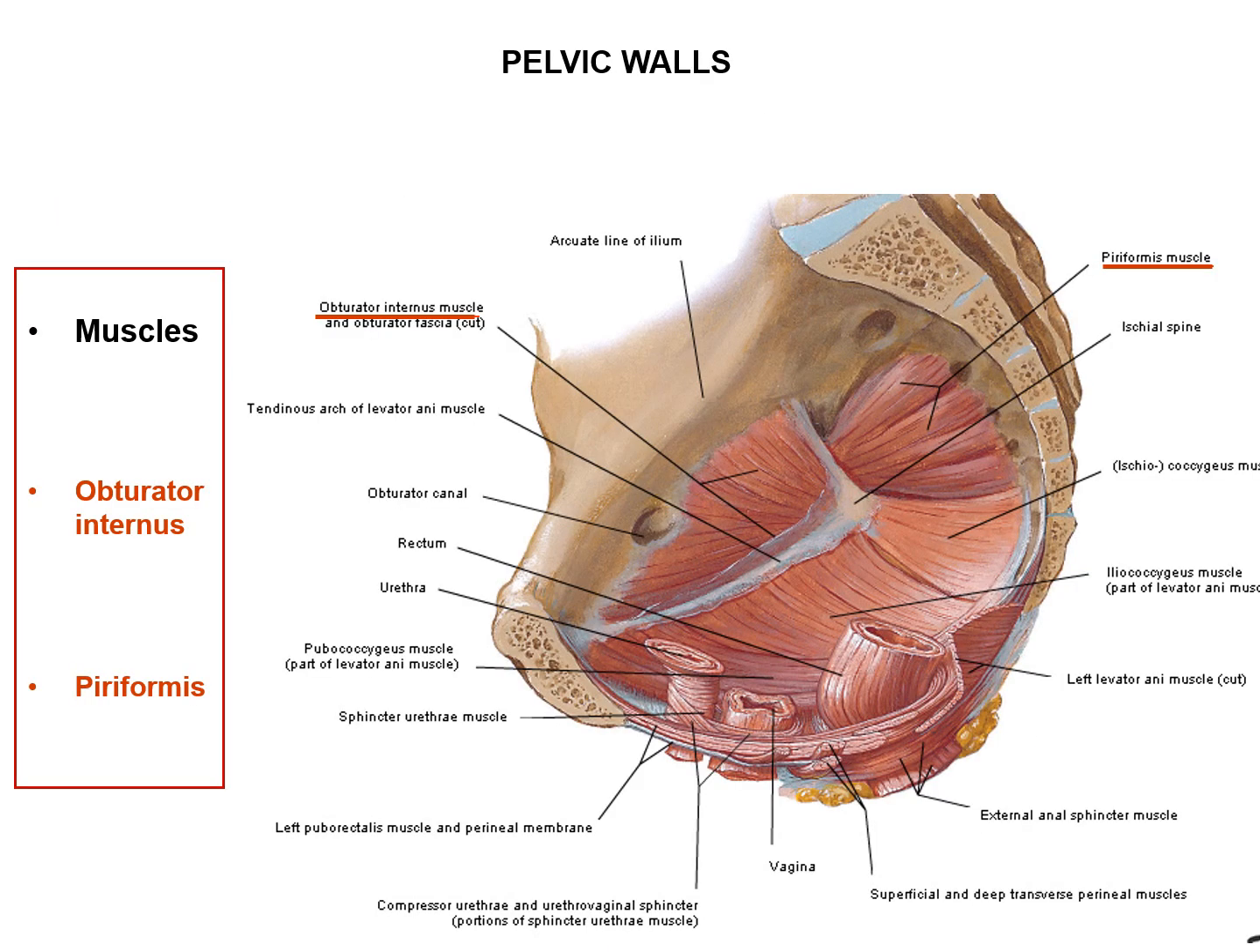The muscles of the pelvic wall are obturator internus and piriformis muscle. The obturator internus forms a large part of the anterolateral wall of the pelvic cavity, while the piriformis muscle forms a large part of the posterolateral wall of the pelvic cavity. Both muscles insert on the greater trochanter of the femur.